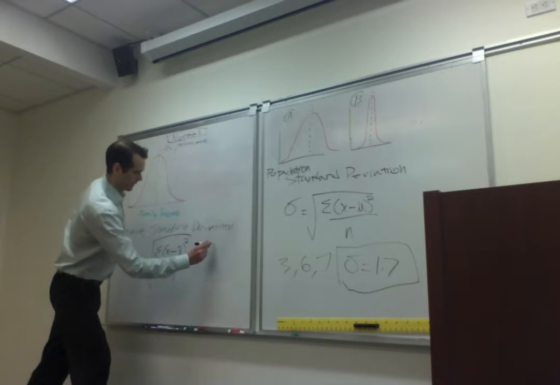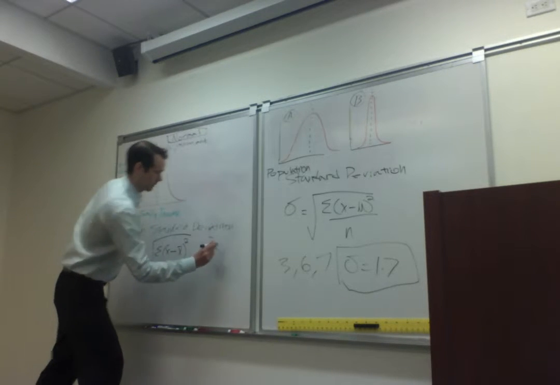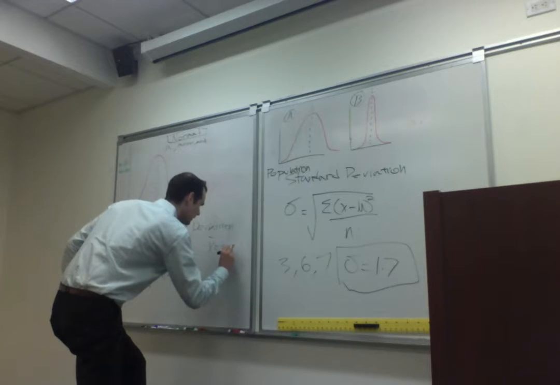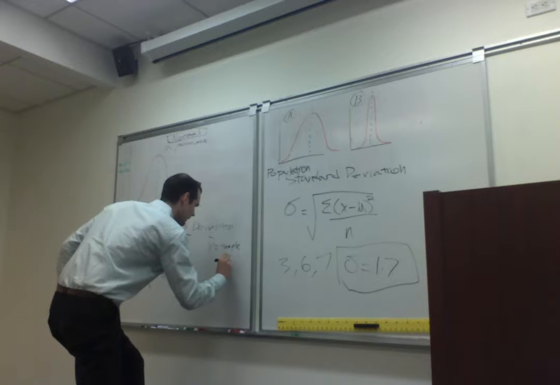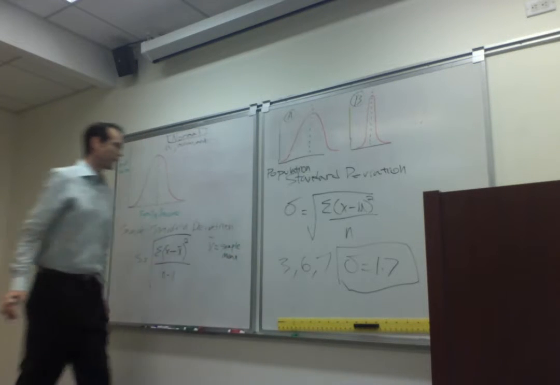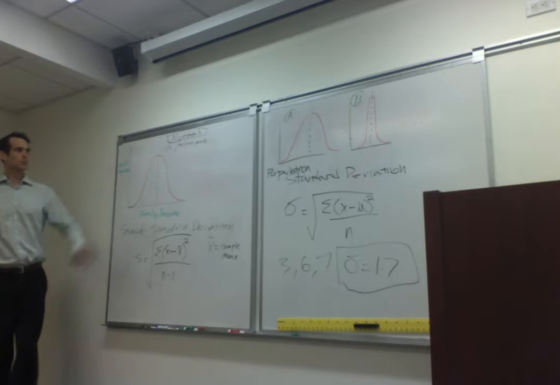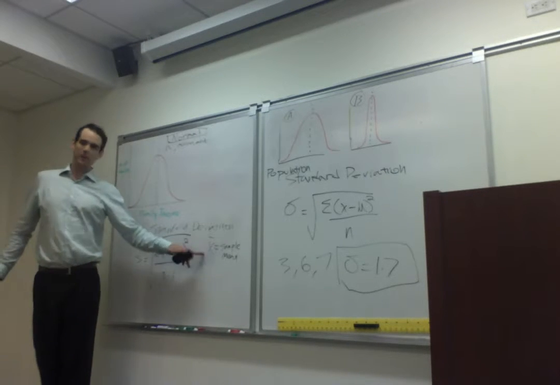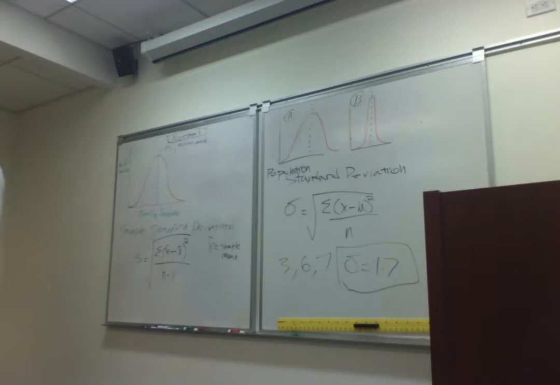Write this over here. X bar equals sample mean. Now, because we don't know the population mean, we don't know this mu, we have to average our sample, and we use that as our estimate for the mean. We'll call that the sample mean.